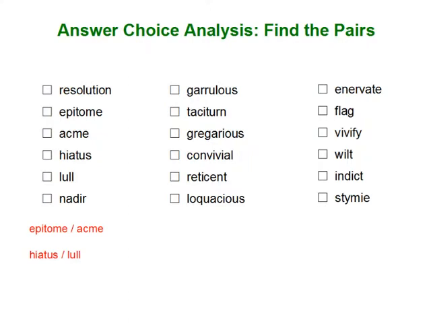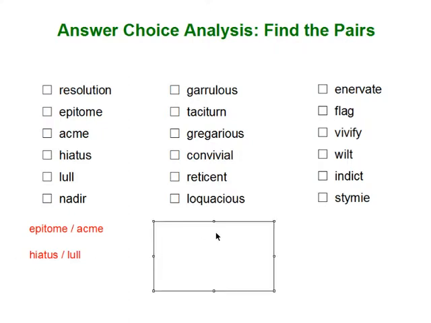And we also have hiatus and lull, sort of a pause in the action, so to speak. Nadir is an interesting word because nadir is sort of the opposite of the high point. A nadir is a low point. The moon or the sun, for example, have a zenith in the sky, which is the high point, and they also have a nadir, which is the low point. And here, nadir and resolution have no relationship to each other whatsoever. So without even looking at this problem, the correct answer must be epitome and acme, or hiatus and lull. And those words are very different, so we should be able to decipher which one works best in the sentence.